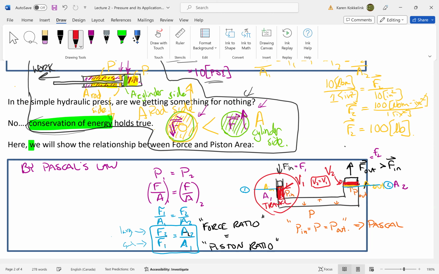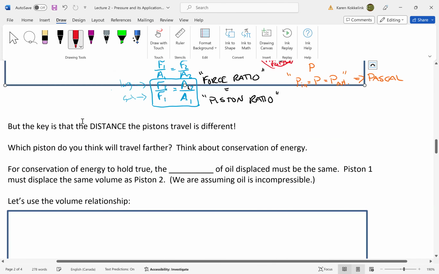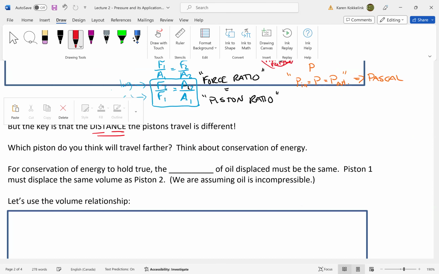So this has an increased stroke, piston stroke, and this one has a small piston stroke. And we call that piston stroke D. So the key here is that the distance those pistons have to travel is different. Which one do you think will travel farther? We think about conservation of energy, and we remember that for the energy to hold true, the volume of the oil displaced must be the same.